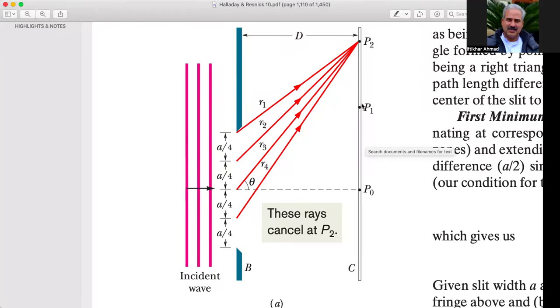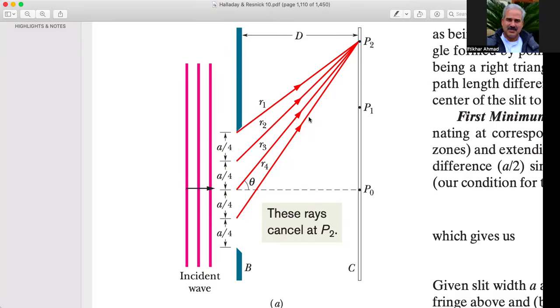It hits the screen at different places, and one of those places is P. So what we see from this single slit, what is happening? The wave which is coming is basically divided into different wavefronts, although it is going through a single slit, like this wavefront and this wavefront and this one and this one.